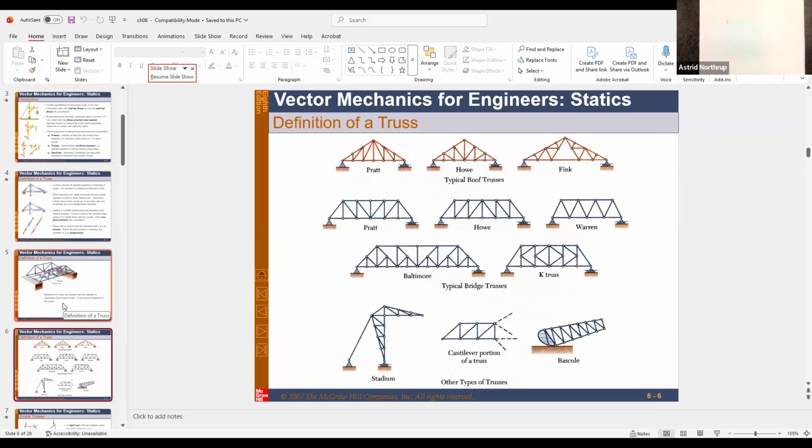And what I want you to notice for today, when you're talking about roof trusses, are Pratt, Howe, and Fink. Bridge trusses are Pratt, Howe, Warren, Baltimore, and K. This Warren truss is extremely common. You'll see it all over the place. Or other types, stadium truss, cantilever portion of some truss, or vascular truss.